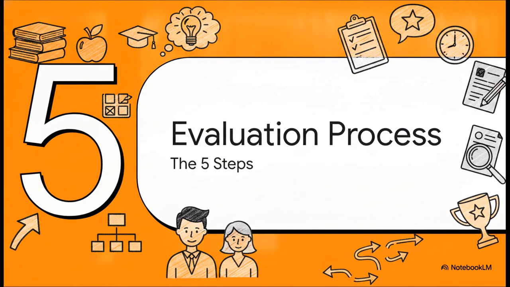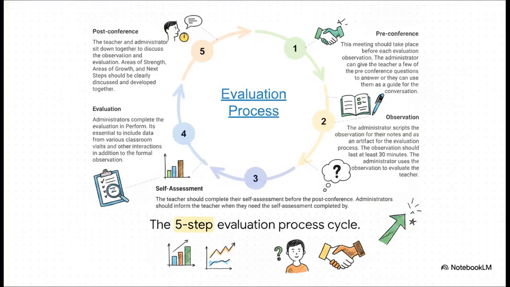Section 5, the 5-step evaluation process, which brings us to the actual mechanics. What does one of those evaluations actually look like? It's a really clear 5-step cycle. Step 1 is the pre-conference, which is just a quick meeting to set the stage. Step 2 is the observation, where an administrator will script notes in your classroom for at least 30 minutes. Step 3, you'll complete a self-assessment. Step 4 is the administrator's official evaluation. And finally, Step 5 is the post-conference, where you actually sit down together, celebrate your areas of strength, and identify really clear next steps for your growth.